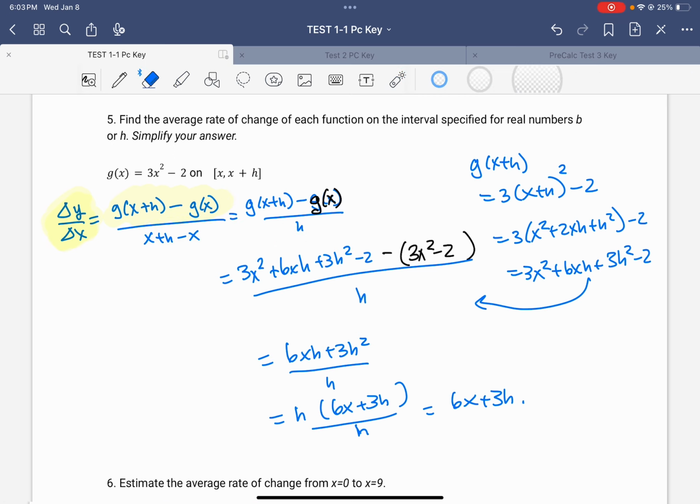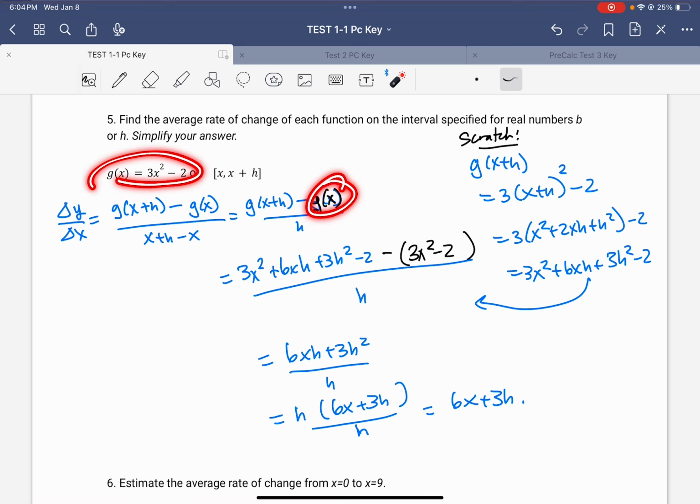And then you go about plugging stuff in. So when I plug in stuff here, I go over here to my scratch work. And I see that g of x plus h just ends up being equal to all this. So I plug in x plus h in for x. And when I expand, I get that. Right? And then g of x is just my original function.